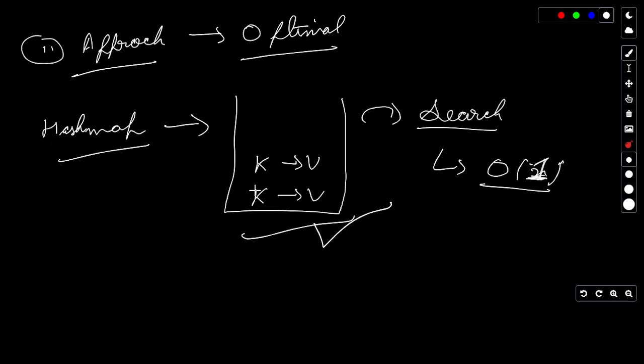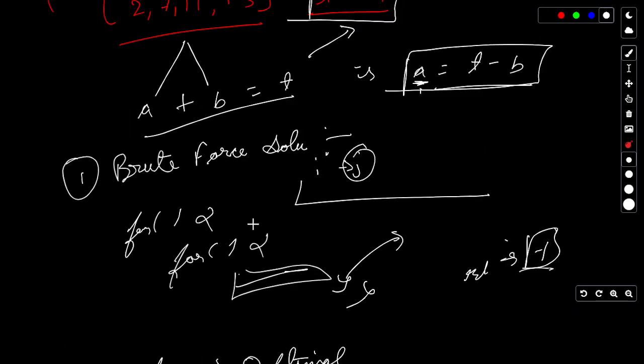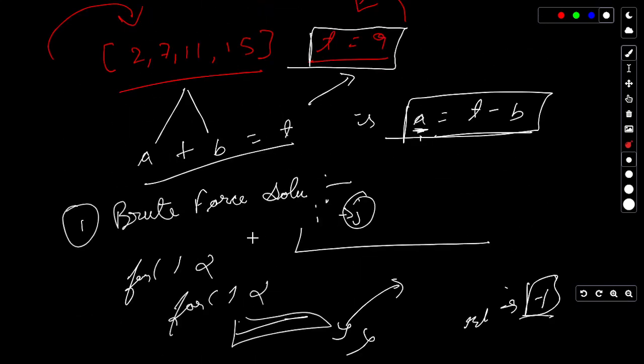So what are we actually doing here? The brute force solution was focusing on looking at every combination inside the array, and those combinations were explored by these for loops.